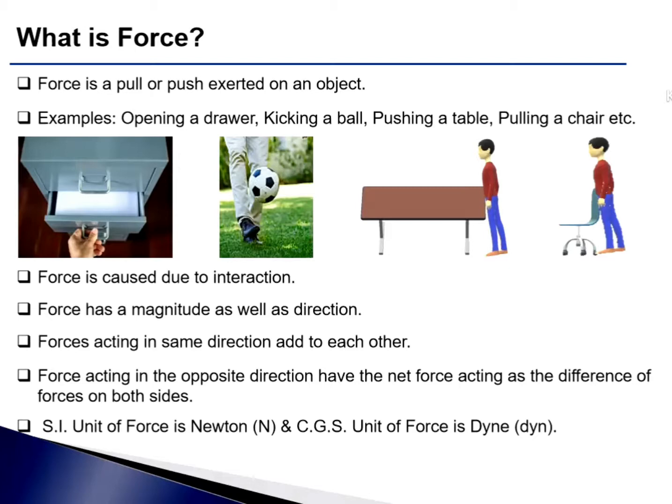Forces that act in the same direction add to each other, such as two people pushing a car, whereas forces exerted in opposite directions have a net force acting, which is the difference of the values of forces acting against each other. The SI unit of force is Newton, denoted by capital N, and the CGS unit is dyne.